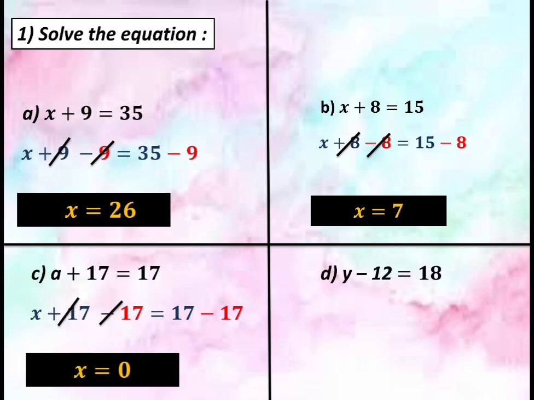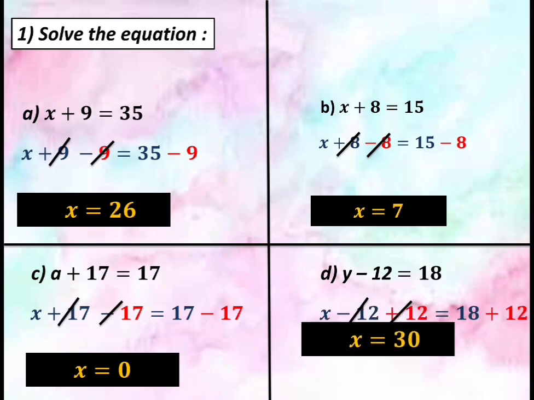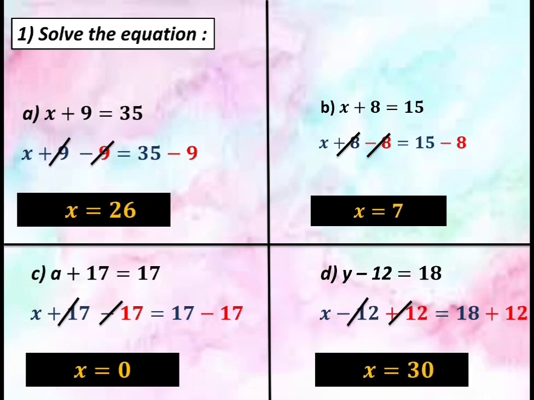Y minus 12 equals 18. I have minus 12 beside y. So to cancel minus 12, I take the opposite of it, which is positive 12. Negative 12 and positive 12 cancel together, and on the other side, 18 plus 12 equals 30. So y equals 30.